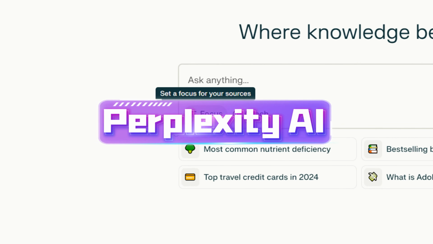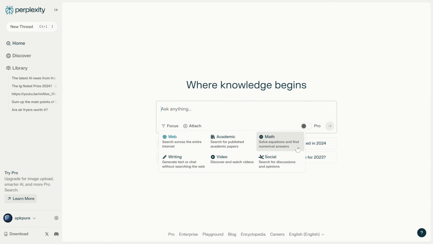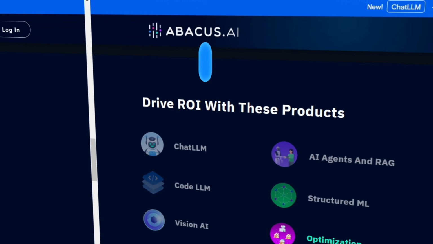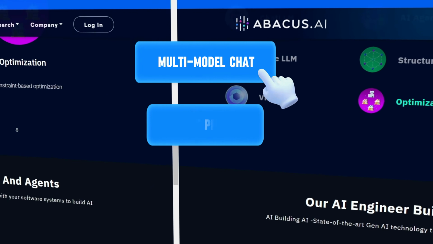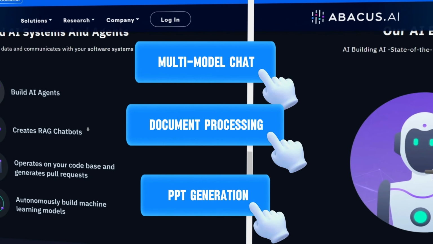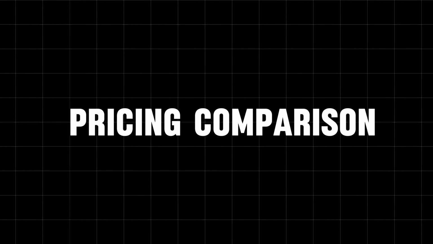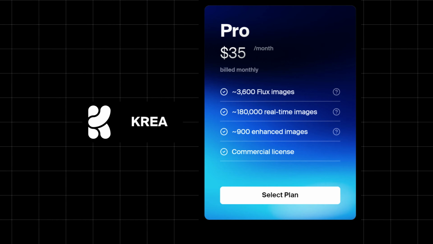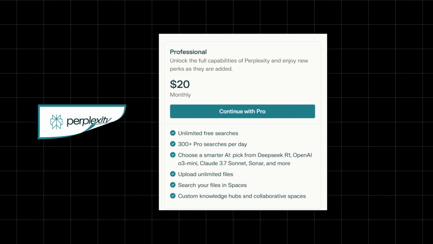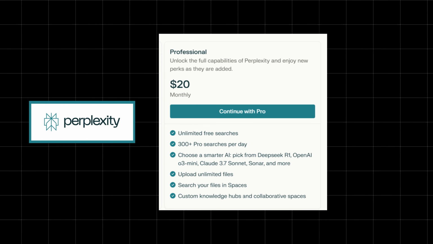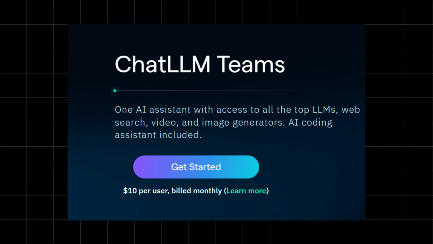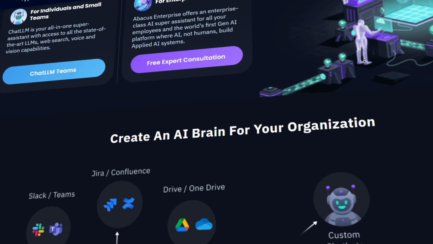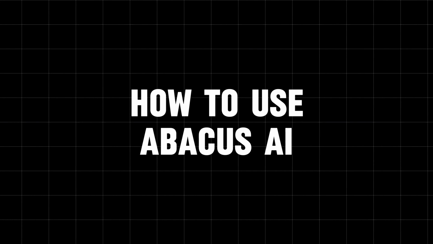Perplexity AI focuses on AI-powered search and knowledge Q&A, but Abacus AI goes beyond that, offering multi-model chat, document processing, PPT generation, and other productivity tools. Krea.ai Pro, $35 per month. Perplexity AI Pro, $20 per month. Abacus AI Teams, only $10 per user, first month free, with more features at a lower cost.